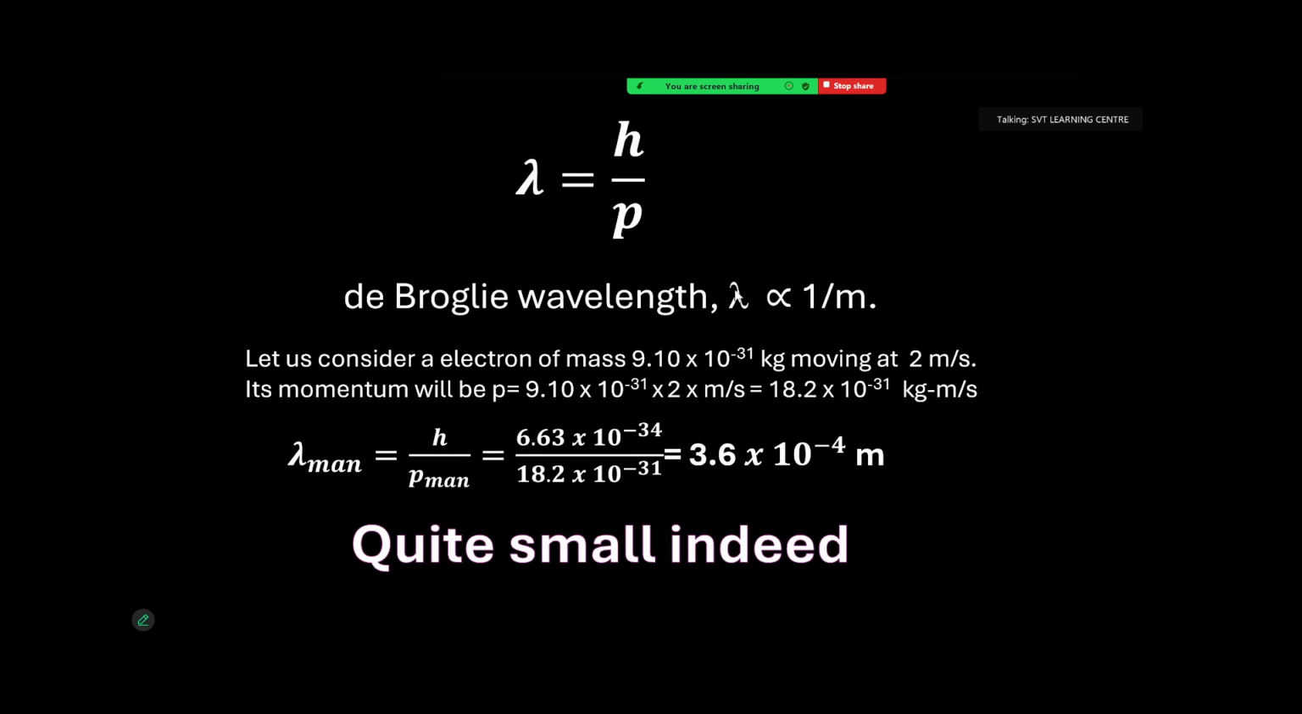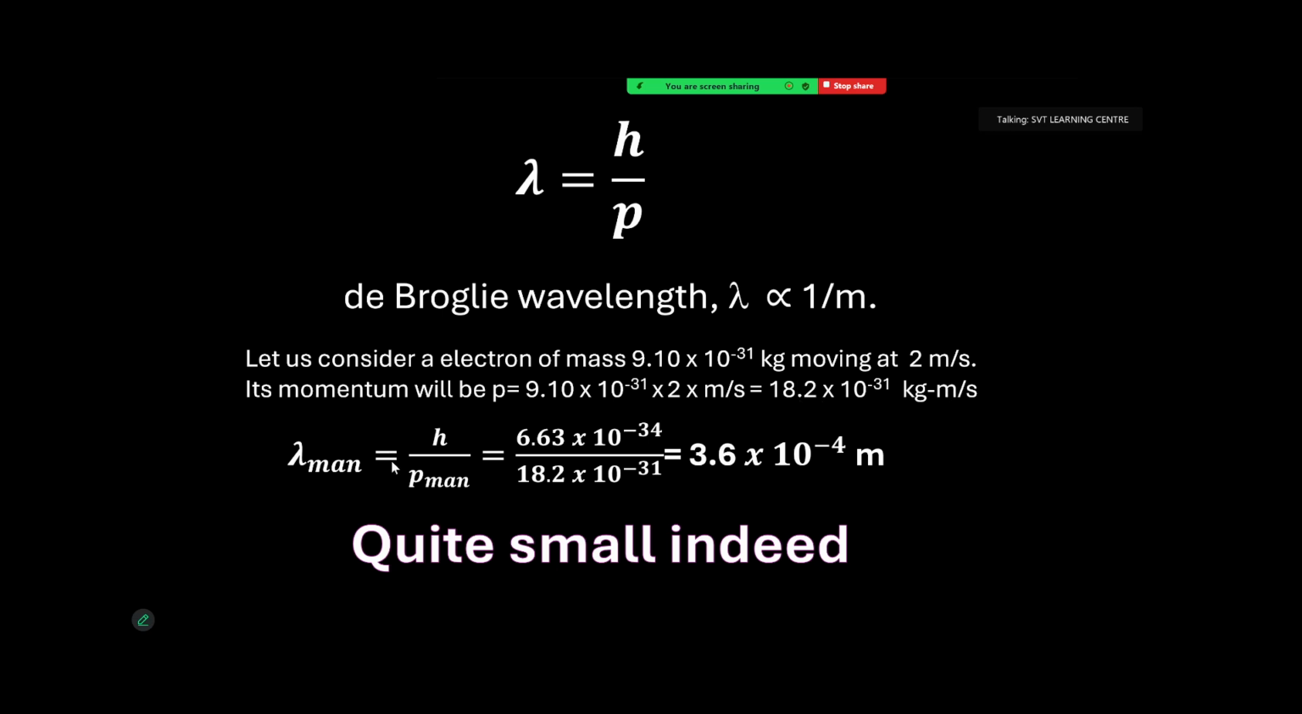Let's look at subatomic particles. So, lambda is equal to h by p, and we look at an electron whose mass is about 9.1 into 10 raised to minus 31 kg. Let's say it's moving at the same speed at which the man was walking, so it is 2 into 10 raised to 2 meters per second. So its momentum would work out to 18.2 into 10 raised to minus 31 kg meter per second.